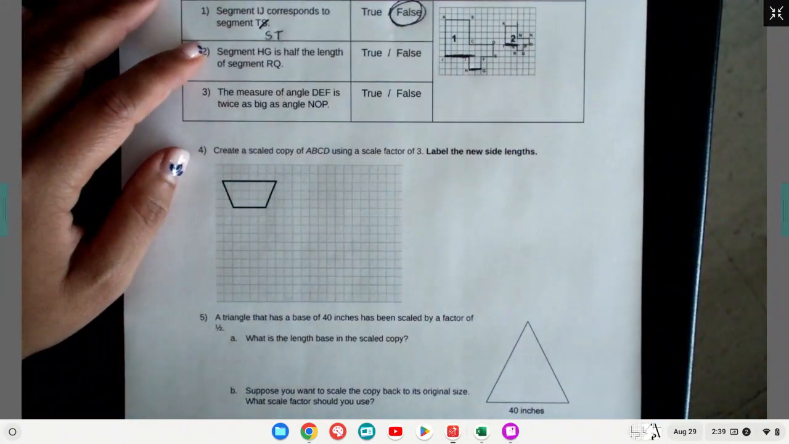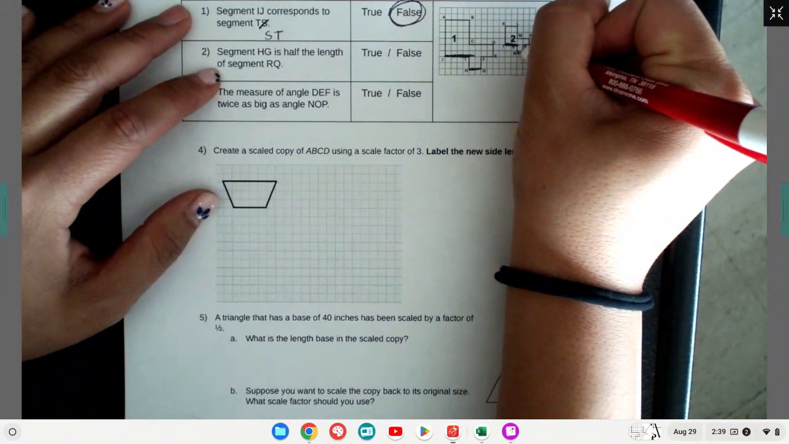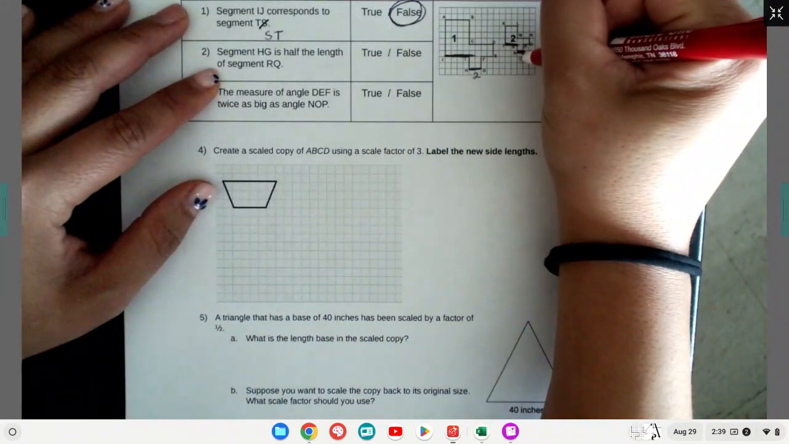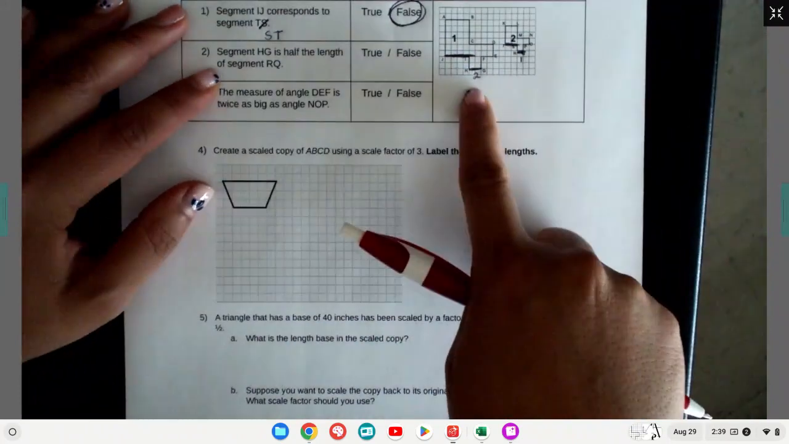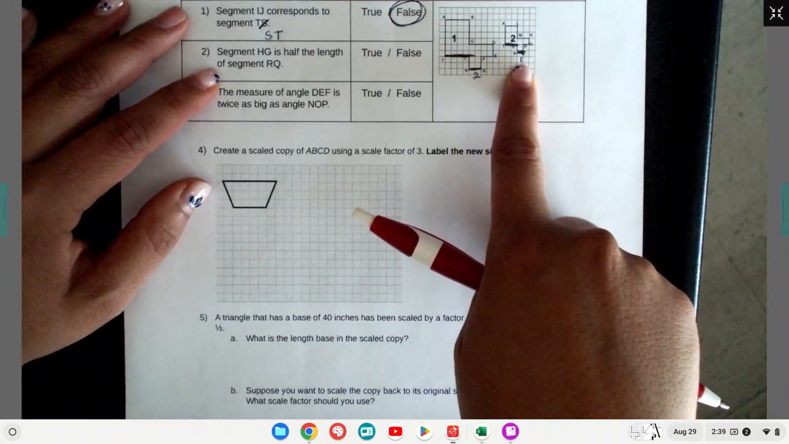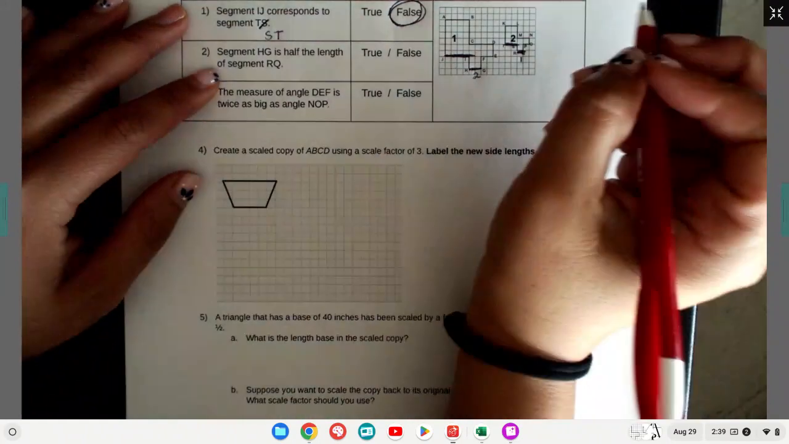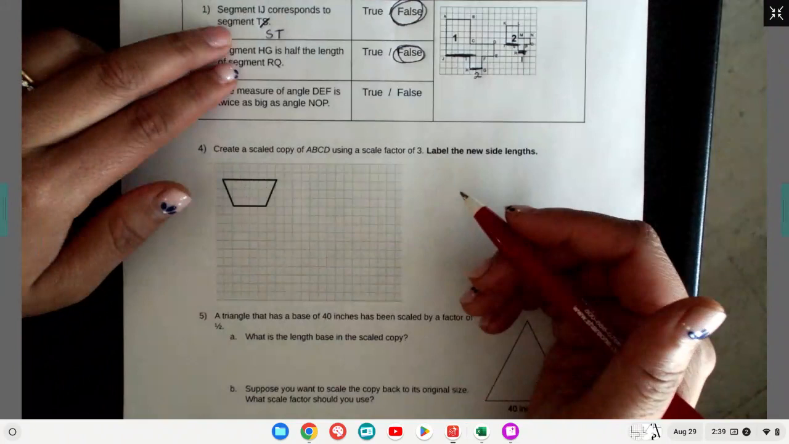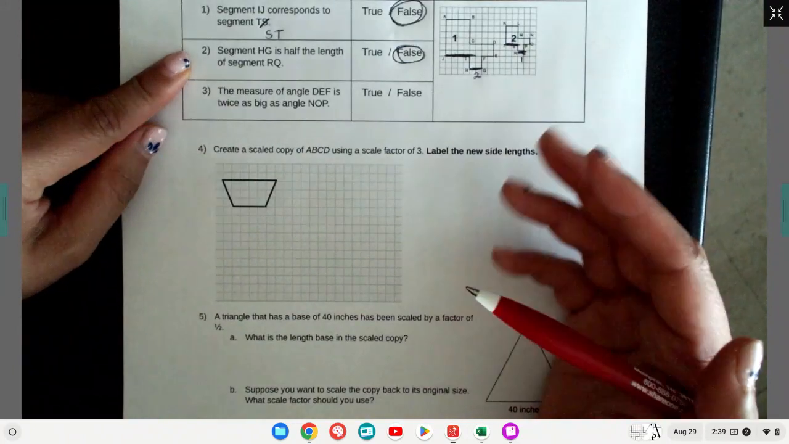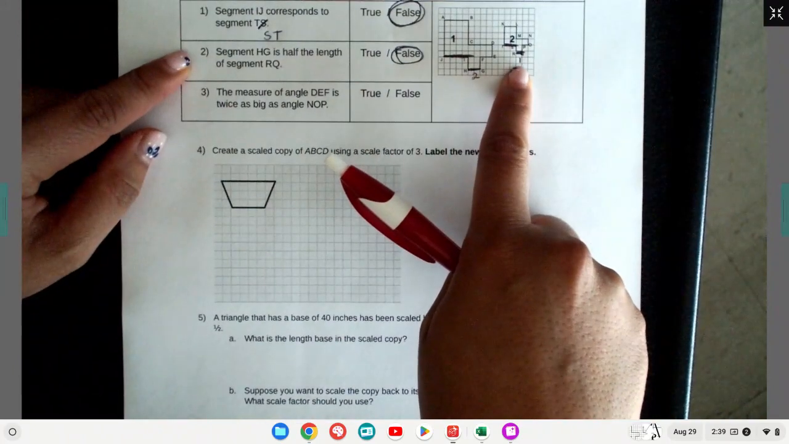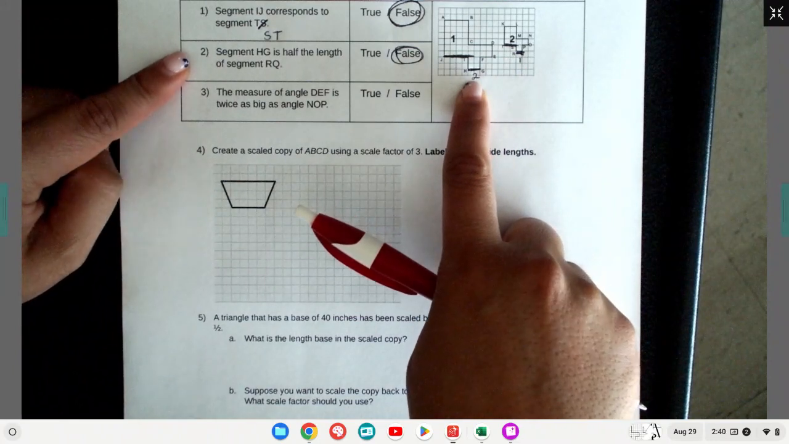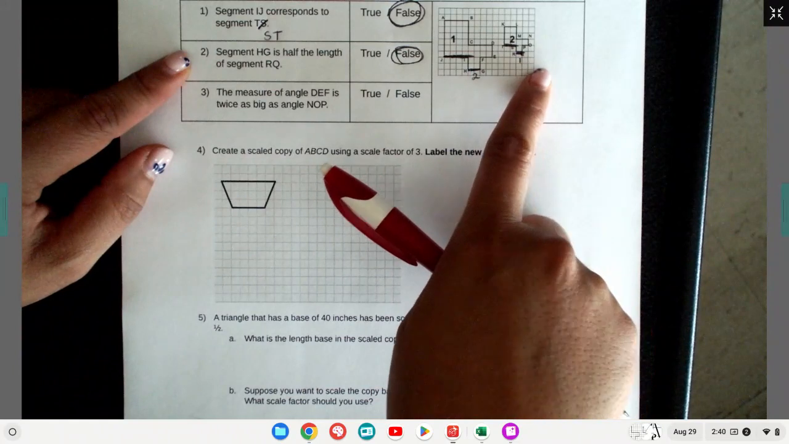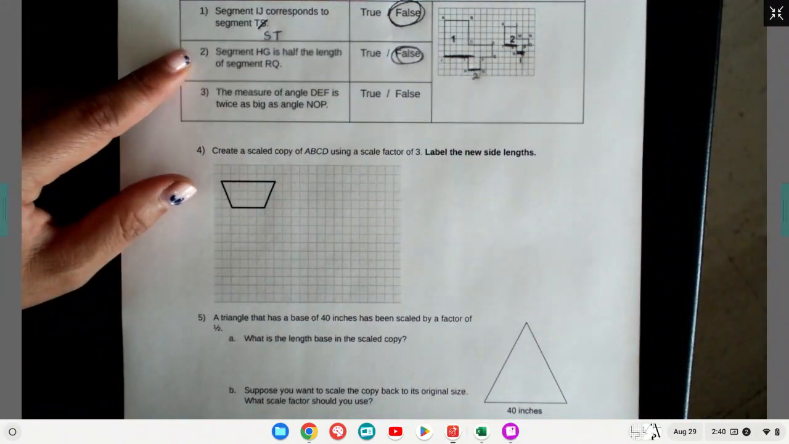HG is half the length of segment RQ. Now let's look at these. I notice that this is 2 units and this is 1 unit. Is 2 half of 1? No, 2 is not half of 1, so this is false. Had these segments been flipped, this would be true because RS is in fact half of HG. But because it's saying HG is half of RQ, this is false.